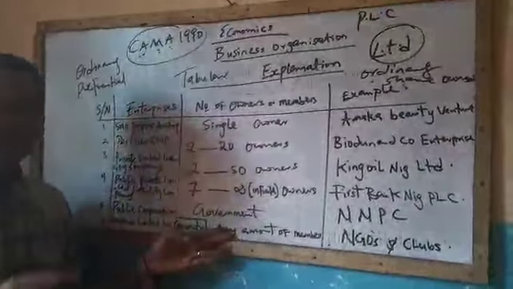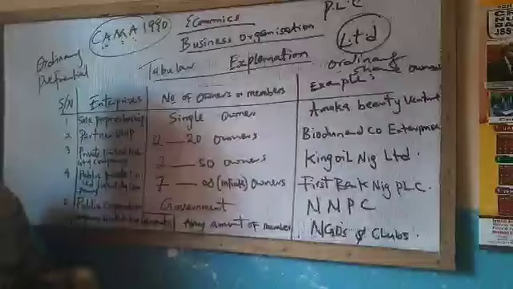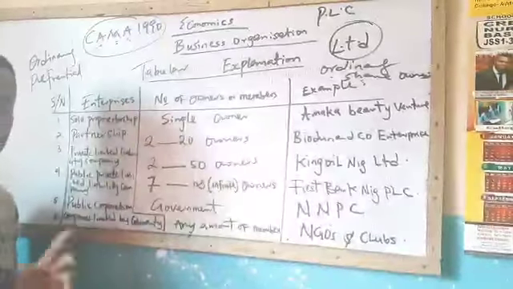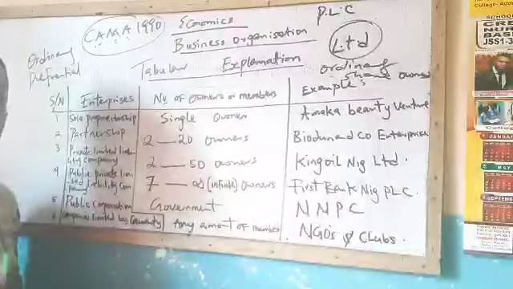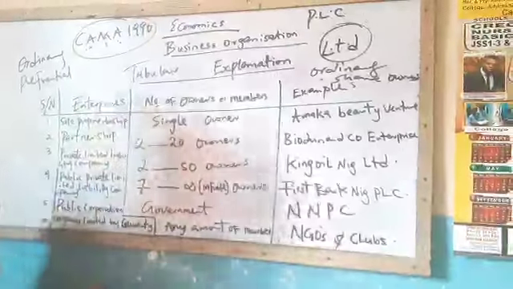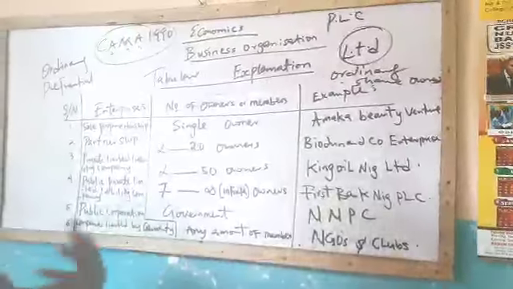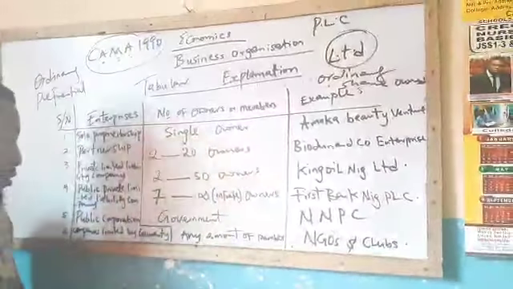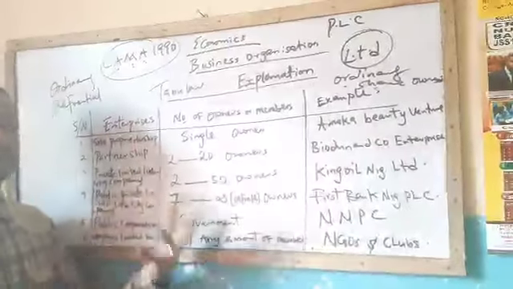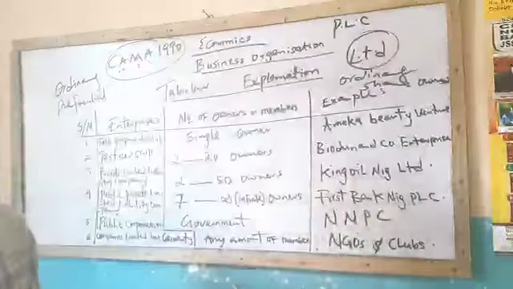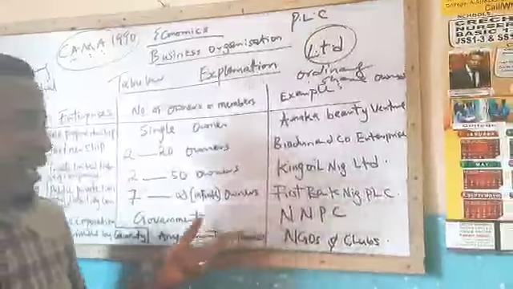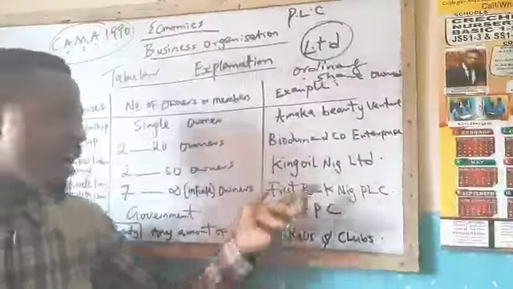The numbers are not specified. It can be 1 million, 1,000, 20 people, 5, but it must not be less than 2 people. So it can be 2 to any amount of persons. Even a person can own a company limited by guarantee. An example of a company limited by guarantee is Bill Gates and Melinda Gates. So on this, you can see I wrote here an example. The examples are NGOs and clubs.